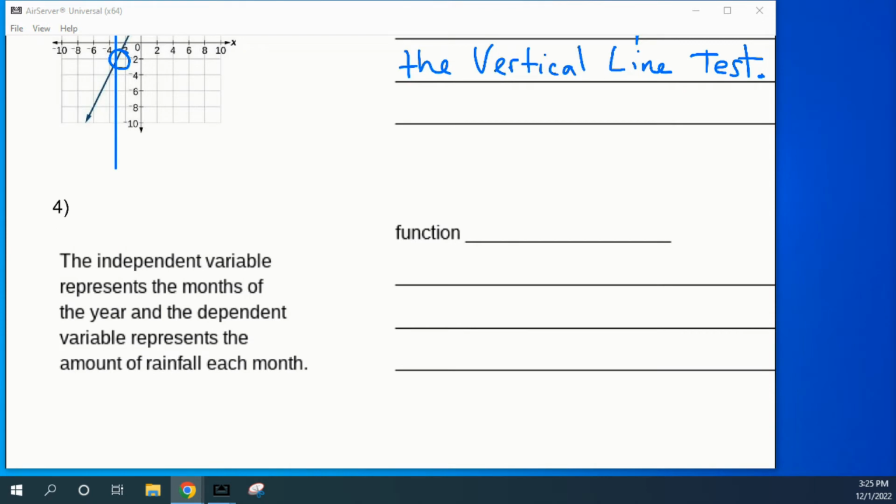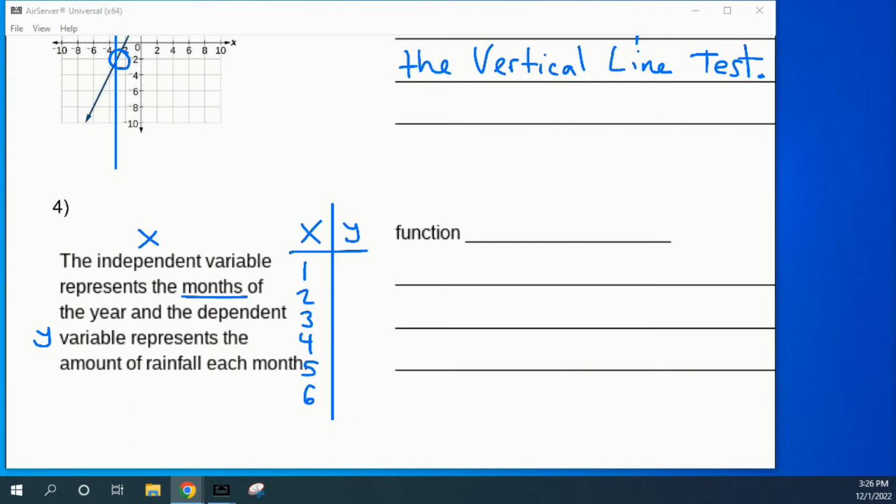Number 4, this is a tough one, but it's a lot like the first study guide. The independent variable, which is your x, represents the months of the year. The dependent variable, which would be your y, represents the amount of rainfall. Honestly, the amount of rainfall doesn't really matter. If I make a function table where I've got x and y, think about this. If the independent variable is months, let's say January, that's the first month of the year. We'll call it 1. February is 2. March would be 3, and so on.